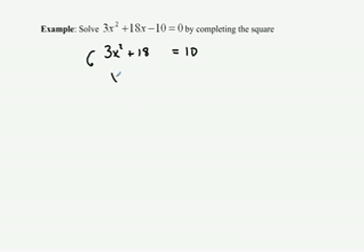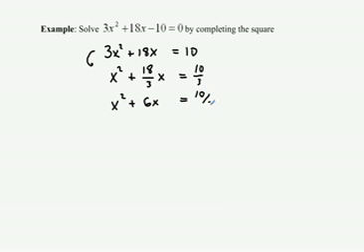What we have to do is get a leading term of x squared, and that means that we have to divide every single term by 3 to make that happen. So we're going to get 18 divided by 3 times x in the middle, and 10 divided by 3 on the right. And simplifying that out, of course, gives us x squared plus 6x equals 10/3.